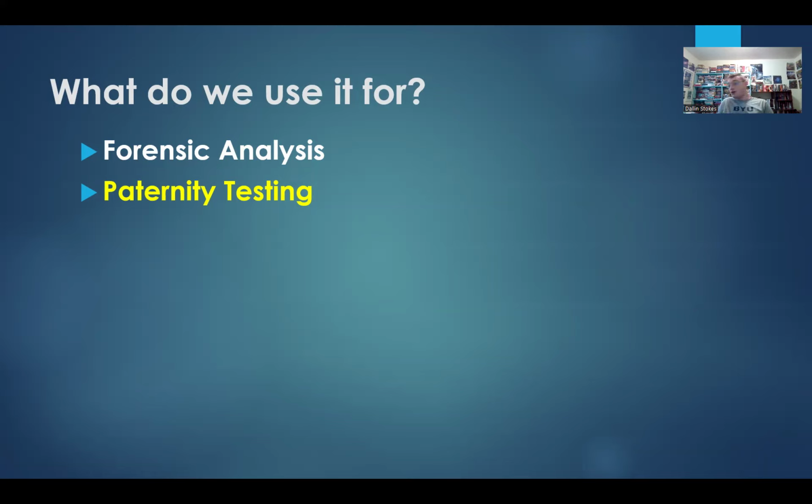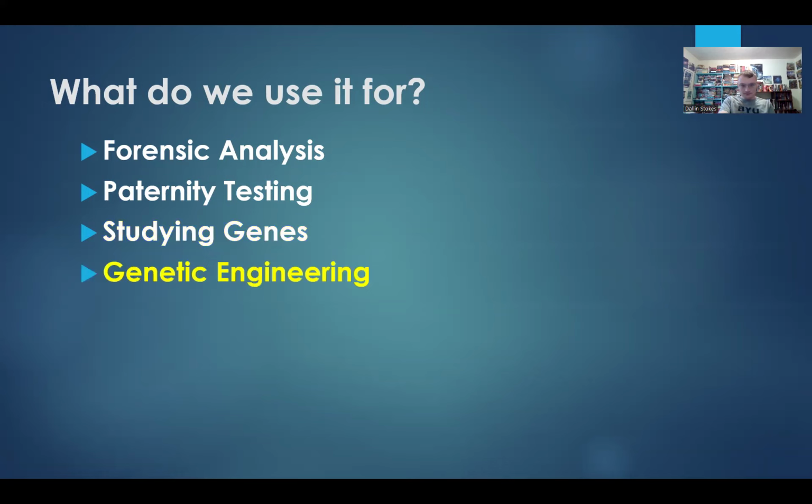If you're trying to figure out who the father is of a particular child, then you can do that through PCR as a preliminary step. We, of course, use it to study genes. Scientists trying to figure out how genes work can make lots of copies of that particular gene, and then using techniques that we'll talk about in week 10, can utilize that to study how the gene functions.